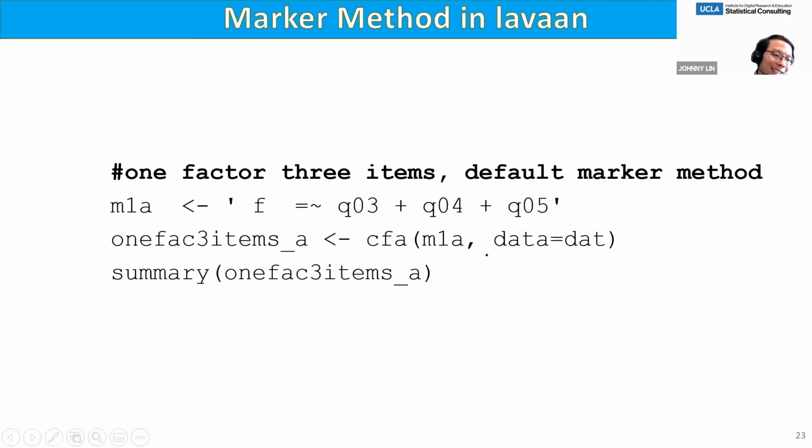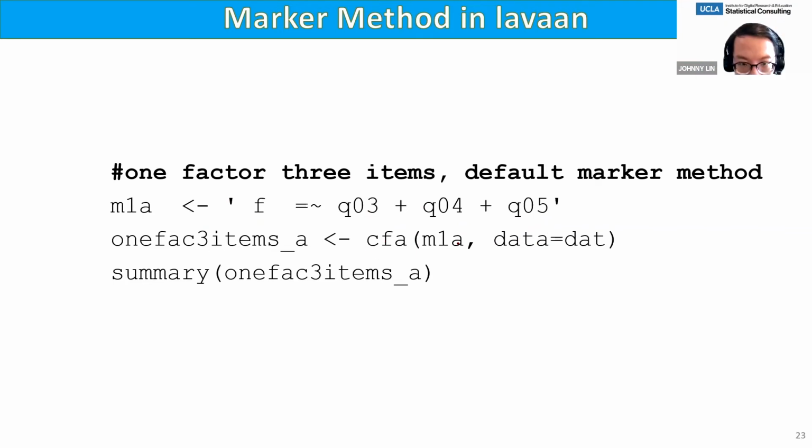But remember, this is saying those 3 items measure SPSS anxiety, which may or may not hold, and that's why we're testing the hypothesis. Now, why do I have these single quotes? That just means it's a string, so it's not a number. Why does it need a string? Because we're going to store that string into an object called model 1A, M1A.